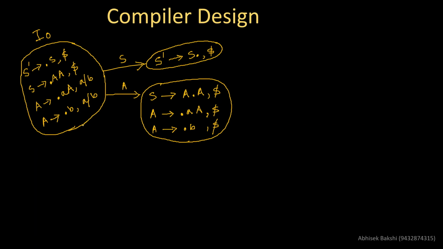Now if I go for small a, you see we are dealing with small a, that means it will be A → a . A or a b, right? This one. So naturally I have to explore this A, because of this dot I have to find the closure of this capital A. Capital A will be A → .a A again, and A → .b, and obviously the lookahead will be either a or b, and either a or b, right?